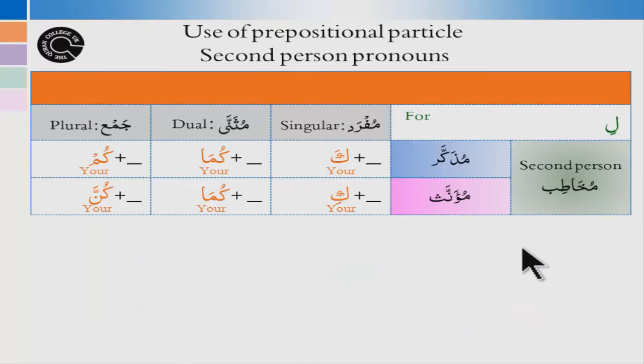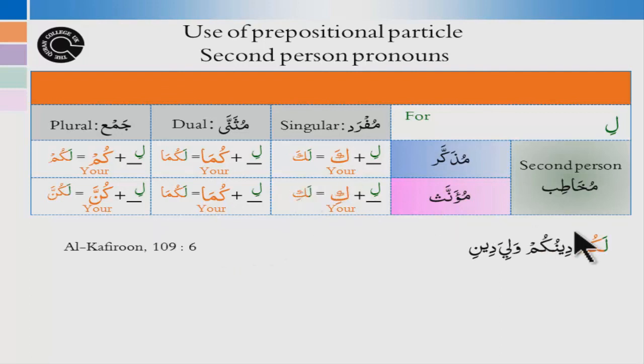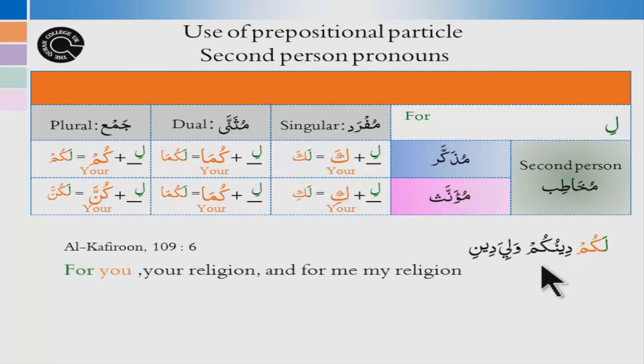Now let's take another one, which is the lam with a kasra on the ka: ka, kuma, kum, ki, kuma, kunna. So if I apply the lam over there, then it would be laka. As I said, when the lam is used with a pronoun, except the first person singular pronoun, you have to change that vibration to the fatha, which gives laka, lakuma, lakum, laki, lakuma, and lakunna. And the example of lakum is lakum dinukum waliyadin: for you is your religion, and for me is my religion.